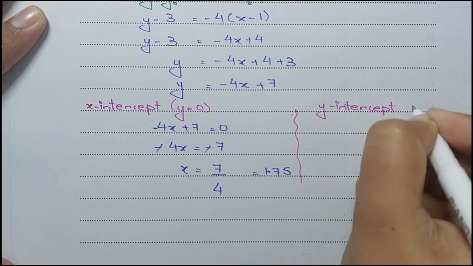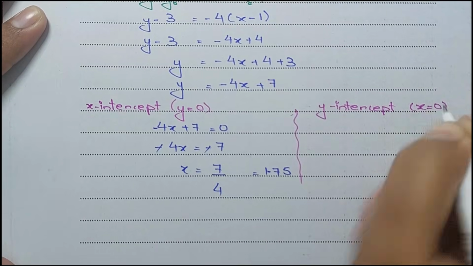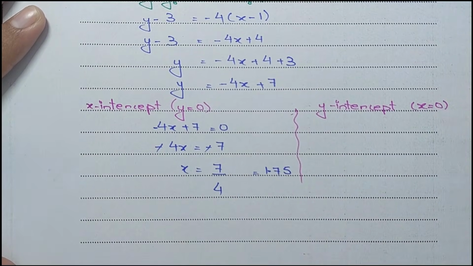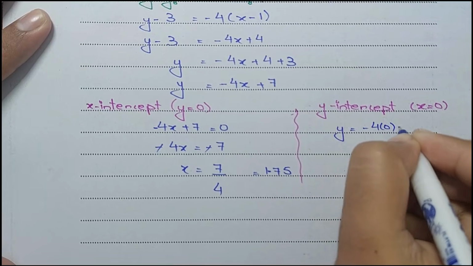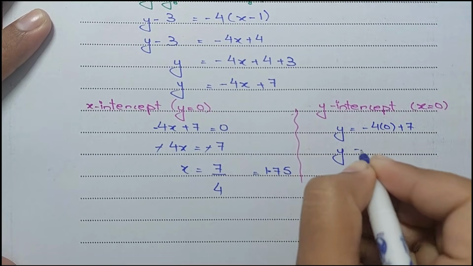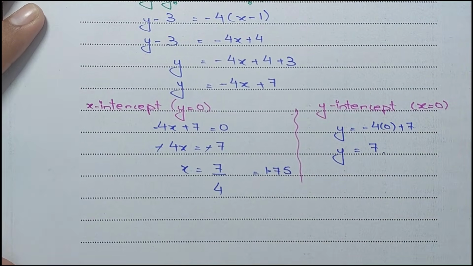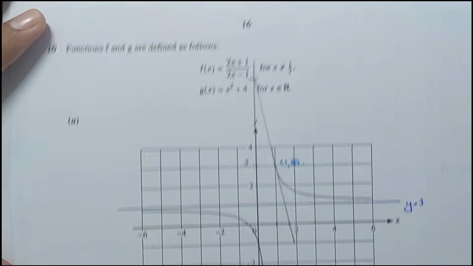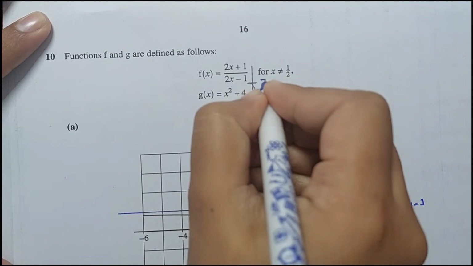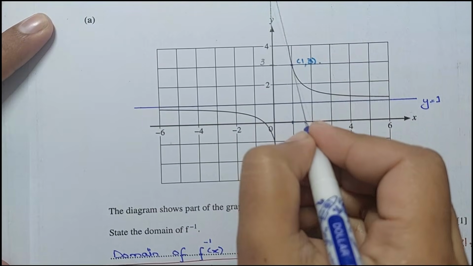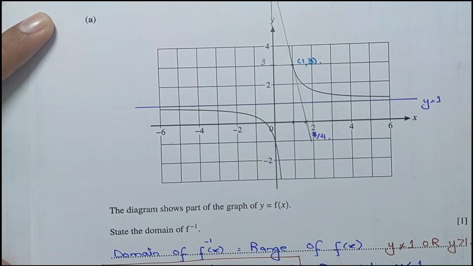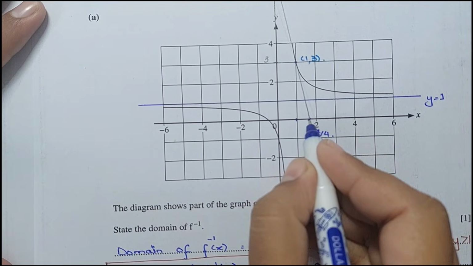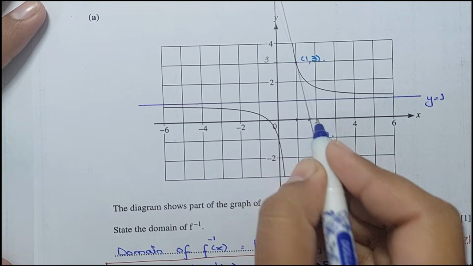For the y-intercept, just put the variable x equals 0. When the x value is 0, y equals negative 4 times 0 plus 7. So here the y-intercept is 7. Now on the graph, you can see this y-intercept is 7 and this x-intercept is 7 over 4, or 1.75. So 1.75 is between 1 and 2, right?